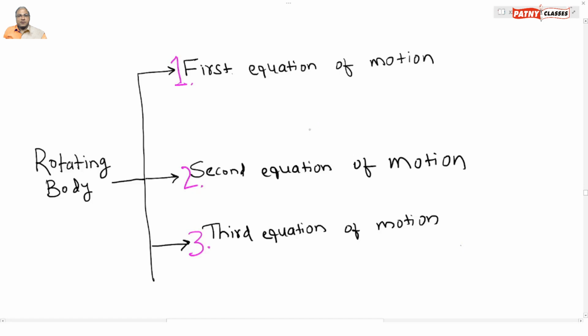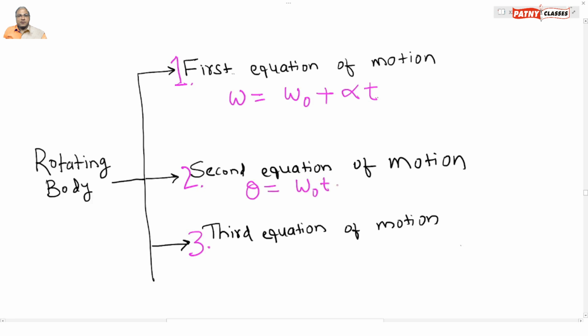For a rotating body, there are three equations of motion. The first equation of motion is given by omega equals omega naught plus alpha t, the second equation is given by theta equals omega naught t plus half alpha t square, and the third equation of motion of a rotating body is given by omega square equals omega naught square minus 2 alpha theta.